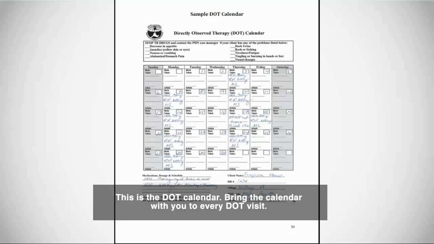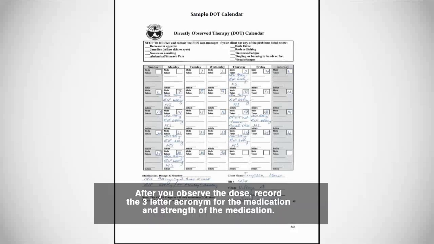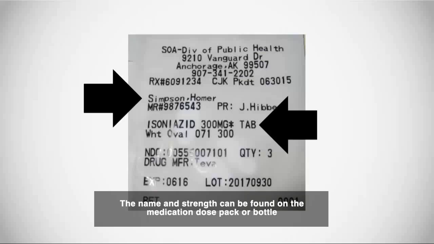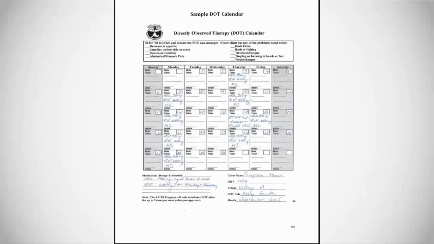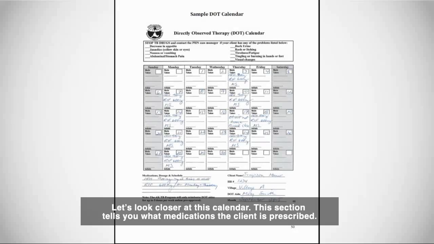This is the DOT calendar. Bring the calendar with you to every DOT visit. After you observe the dose, record the 3-letter acronym for the medication and the strength of the medication. The name and strength can be found on the medication dose pack or bottle. Let's look closer at this calendar.